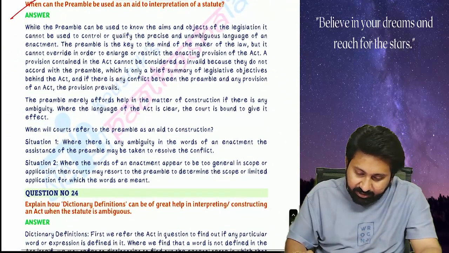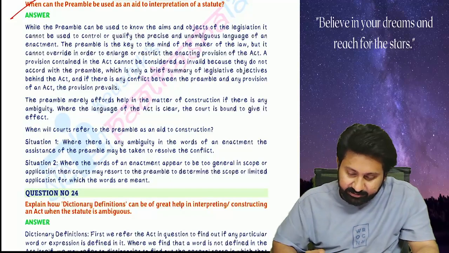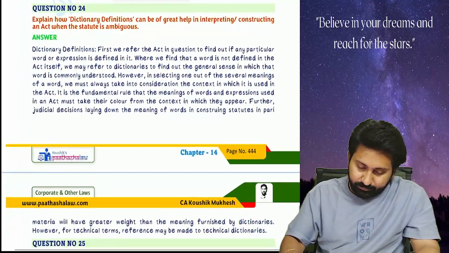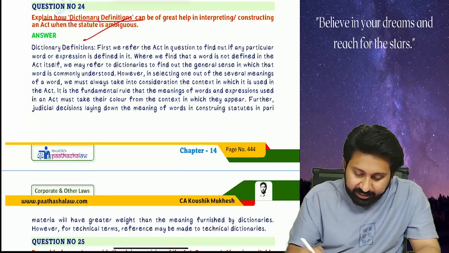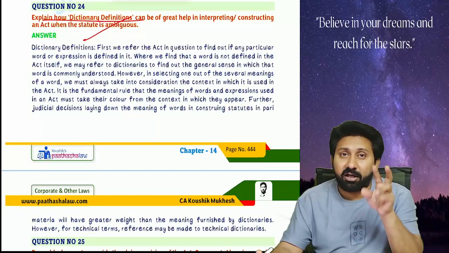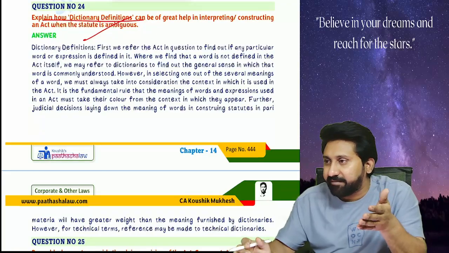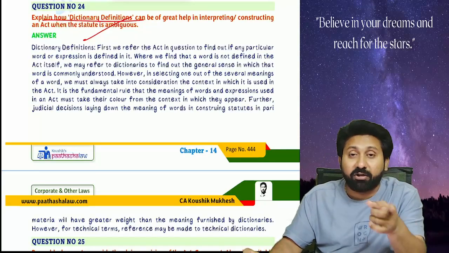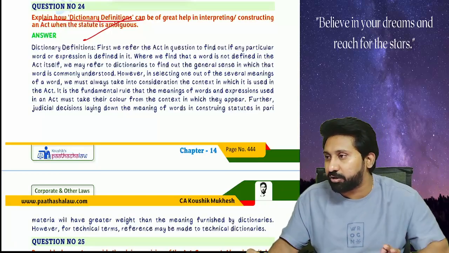Next, grammatical interpretation, again repeated. Preamble, again we read. Preamble always tells about the object of bringing a particular law into existence. All these things you need to understand. Next, dictionary definition. Whenever you want a particular word, first read the law. If the law has no meaning for that, then you can go and read the dictionary definitions and give the general meaning in which it is commonly used. But when you are selecting one out of more options, you should be careful in selecting the right one in the context in which you are working.